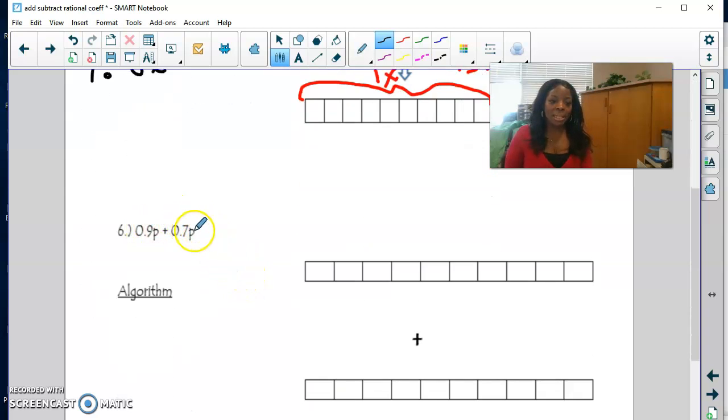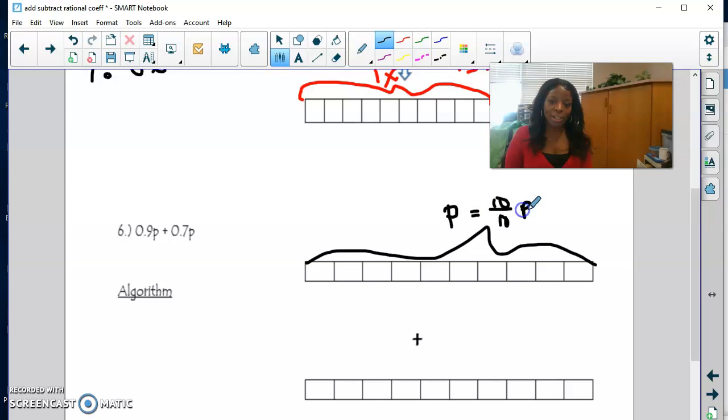9/10 p plus 7/10 p. So our entire bar is 1p. Okay, and our coefficient on p is 1. We don't have to write a 1 there, but we can write 10/10 p. And I am interchanging fractions and decimals, just because I think if you had to actually draw this without it being separated, it's easier if you say 9/10 and then write it as a fraction.